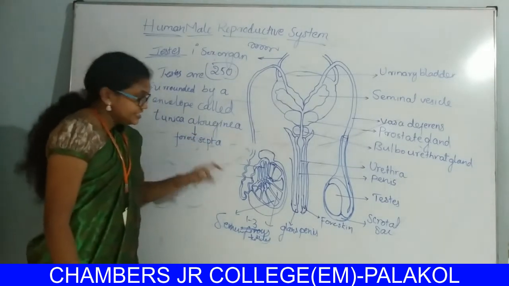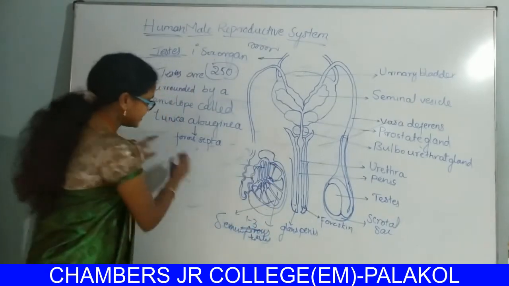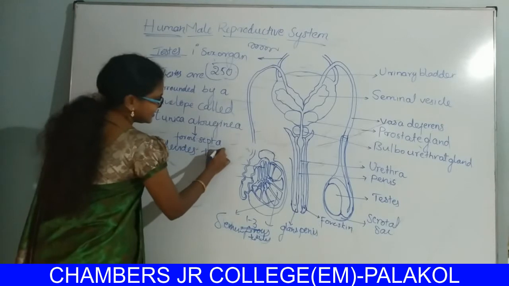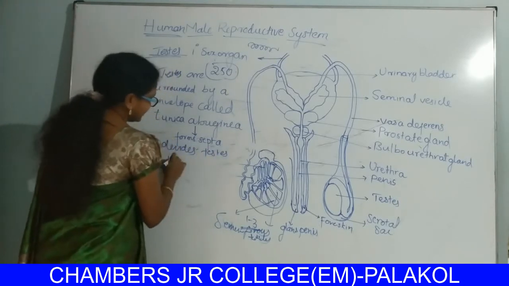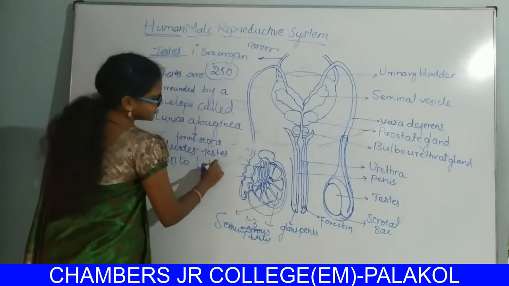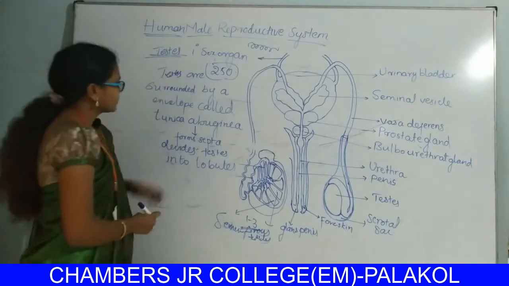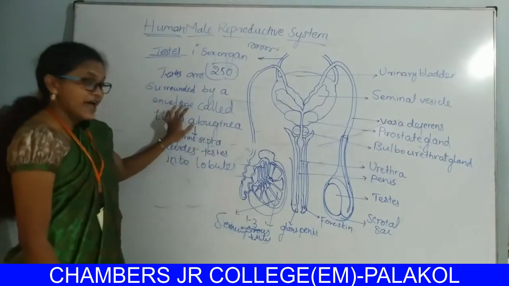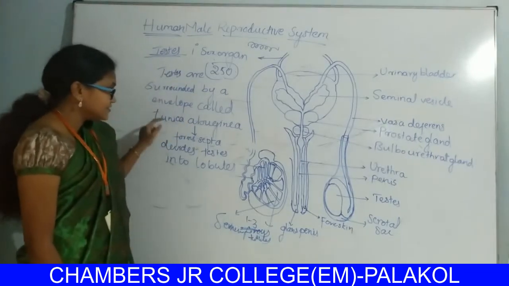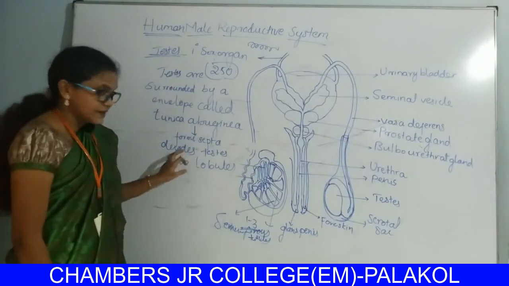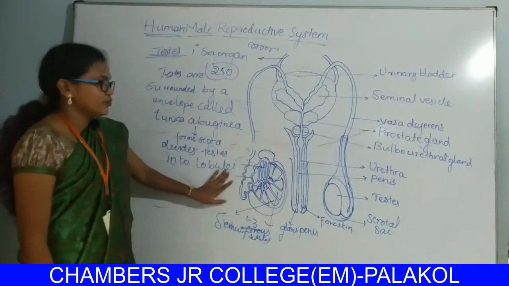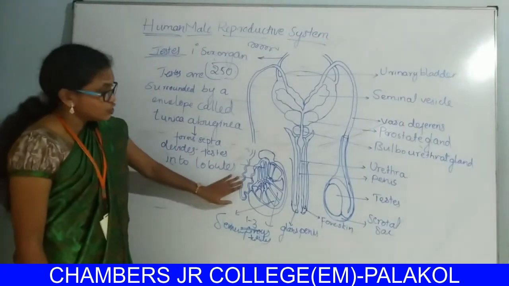This septa divides the testis into lobules. So the tunica albuginea is the envelope which surrounds the testis. This tunica albuginea forms septa, which divide the testis into lobules.